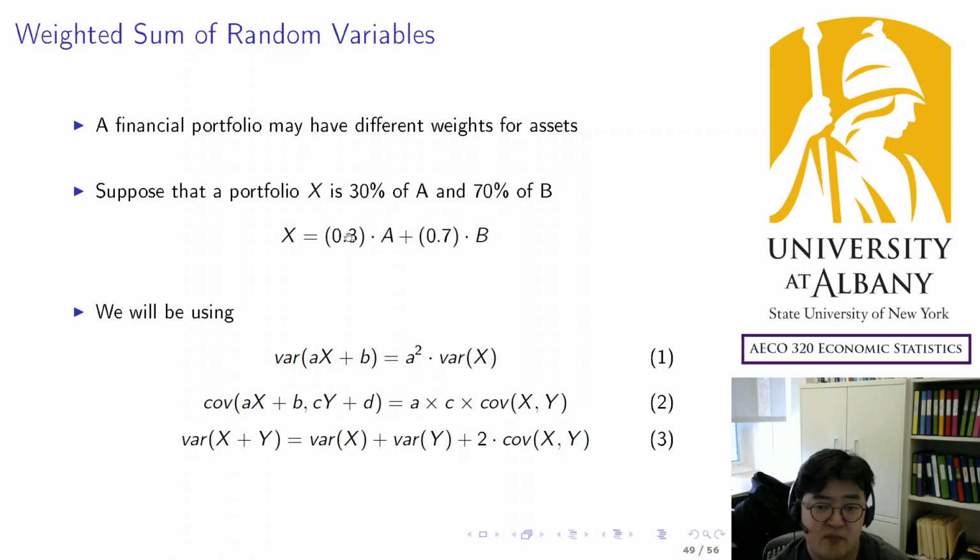So 0.3 times A is a linear transformation of A, and 0.7 times B is another linear transformation of B. Then there is the covariance of linear transformations, right? And finally, the variance of the sum of two random variables. One and another, they are connected by summation. So we have to combine all three formulas to derive the general formula for X.